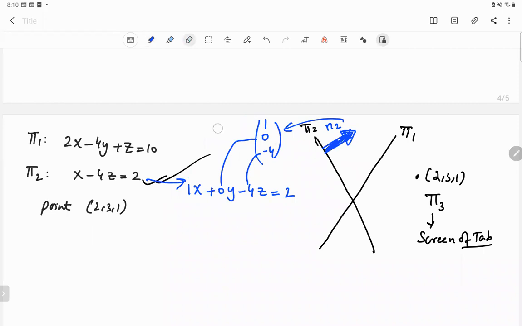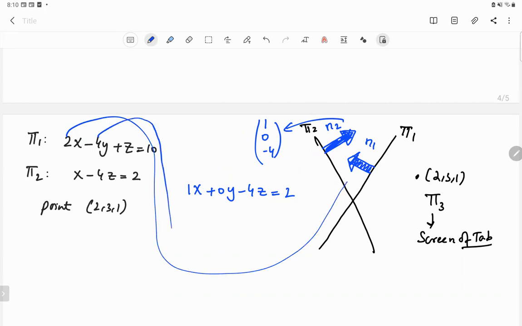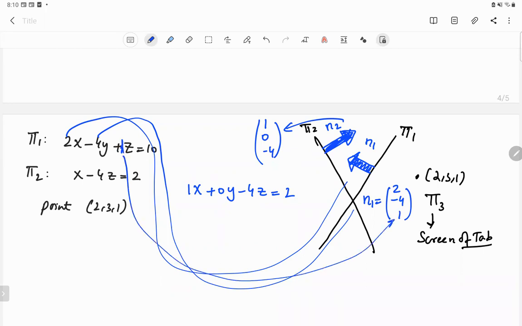You know that the coefficients of x, y, z are actually the components of the vector normal to the plane. You know it for sure because it has been told to you, and you must have noticed it yourself. Now, this is another plane, and n1 is a vector normal to plane 1. If we use these numbers, we can find n1. n1 is equal to 2, minus 4, 1.